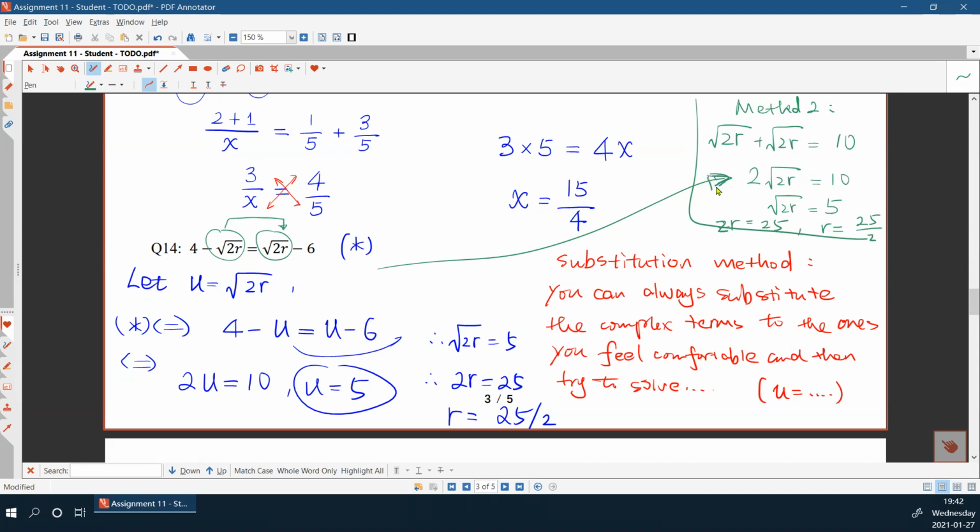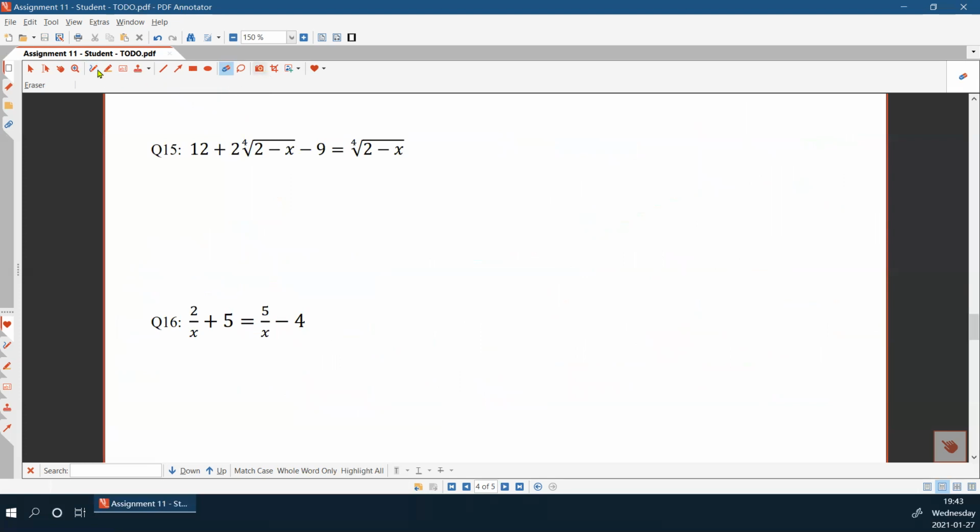Understand? You can choose either way. If you are not familiar with this method yet, you can use the first method. Or if you are very familiar with this, you can directly combine these two terms. Understand? Any questions? No? Okay. Let's see the next one. Okay, next one.